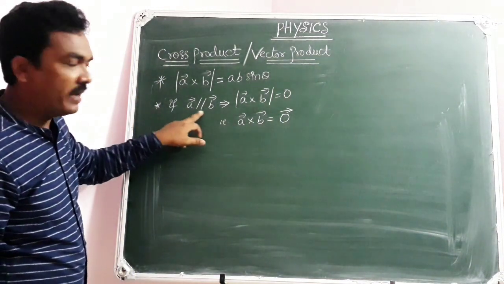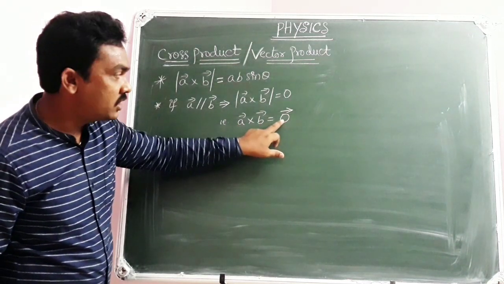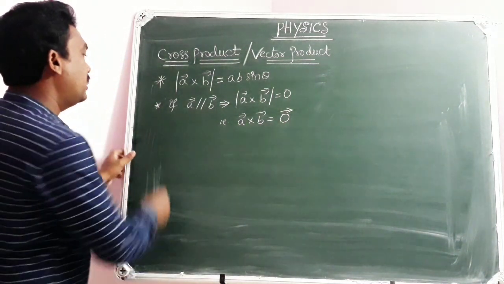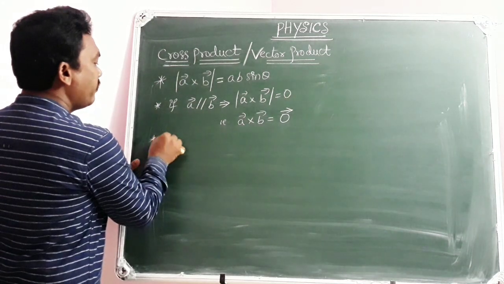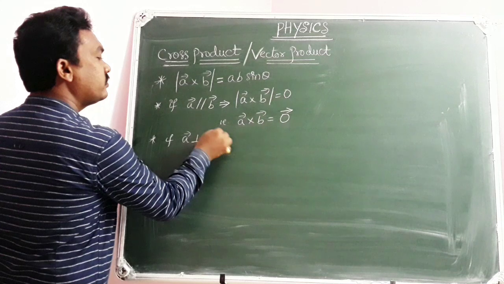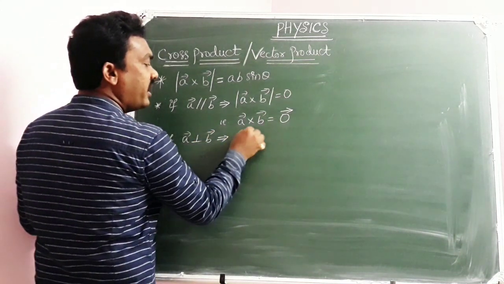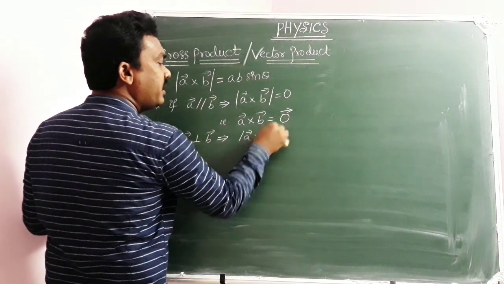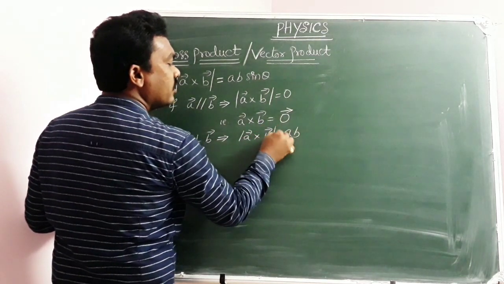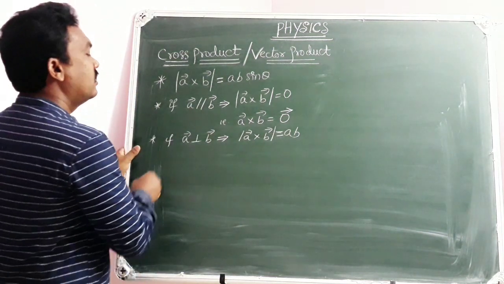When you are talking about two parallel vectors, their cross product will be a zero vector, which is O bar. At the same time, if A bar is perpendicular to B bar, then the modulus of A bar cross B bar will be equal to AB itself, because sin 90 degrees is equal to 1. That's the reason.